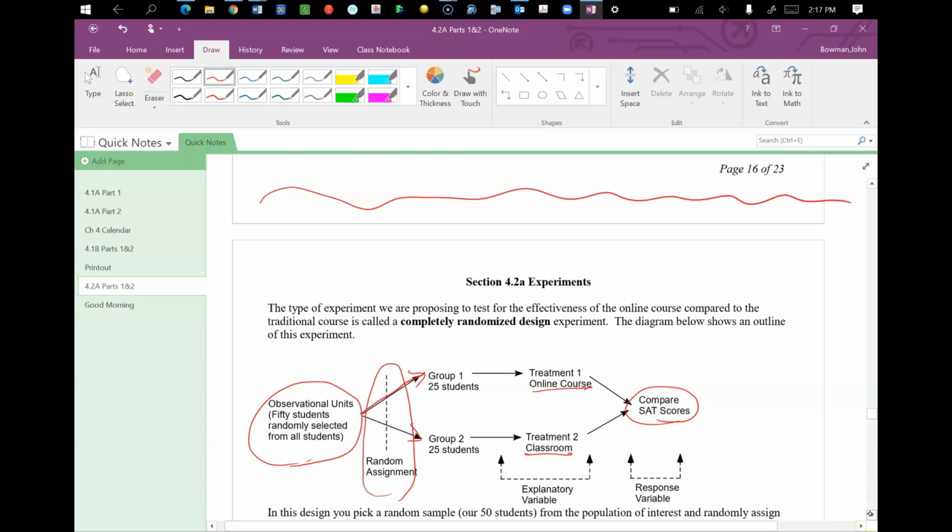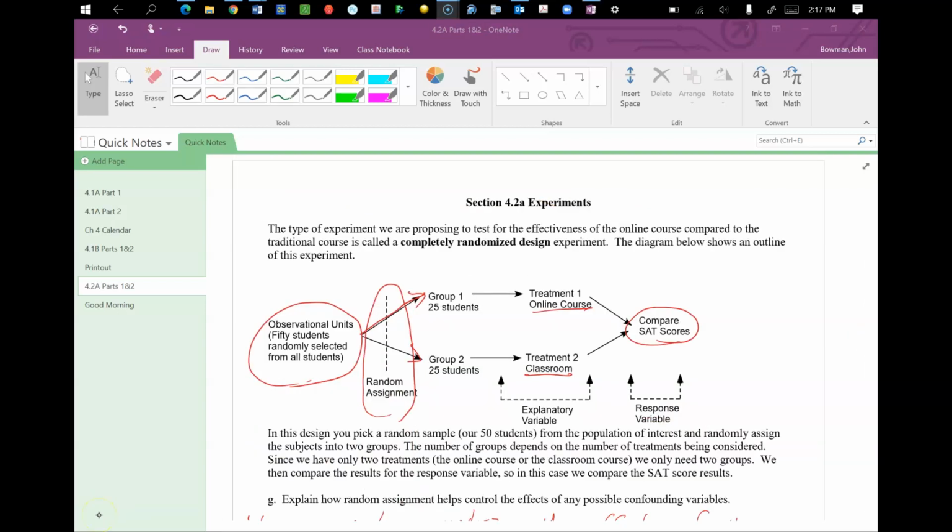This simple experiment is called a completely randomized design. It is not that the subjects were randomly selected from the entire population. The completely randomized design refers to the fact that they were randomly assigned to a treatment group. Part G asks you to explain how random assignment helps control the effects of any possible confounding variables. This is an extremely important concept when it comes to experiments.